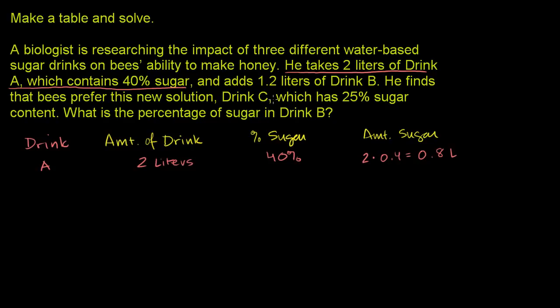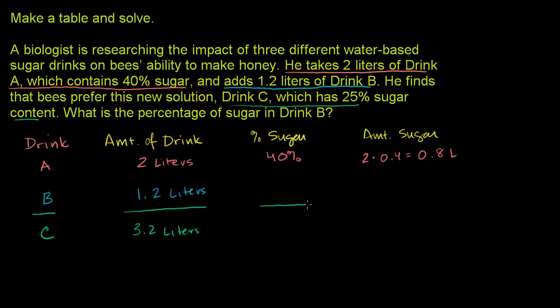Now, he adds 1.2 liters of drink B. He finds that bees prefer this new solution, drink C. So when you add these two together, you end up with drink C. And we end up with how much of drink C? 2 plus 1.2 is 3.2 liters of drink C, which has 25% sugar content.